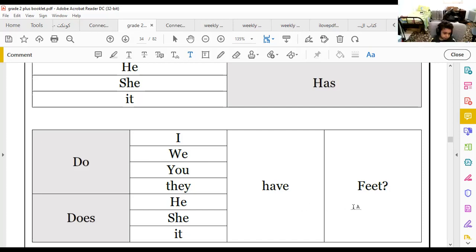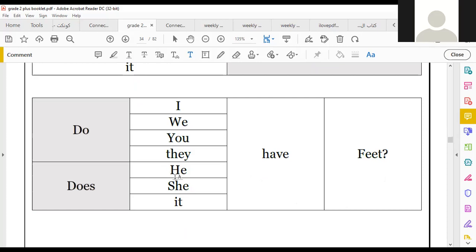Do we have feet? Yes. Is this a question? Yes. Do you have feet? Yes. Do they have feet? Good. Is this a question? Yes. Good.